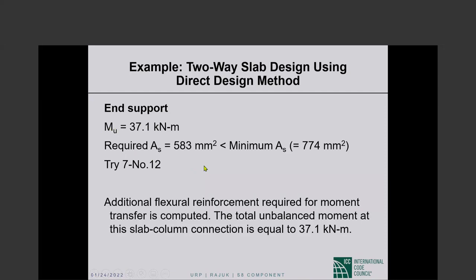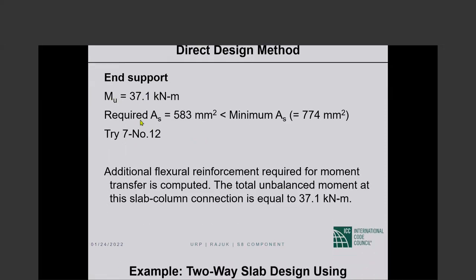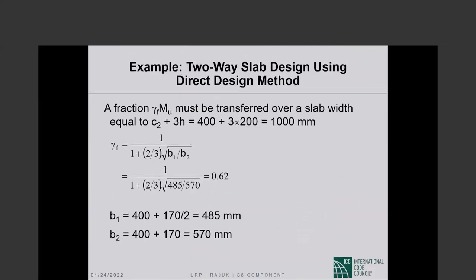Now the unbalanced moment is 37.1 kilonewton meters. The whole thing has to go from the slab to the column. How much of it is transferred by flexure? How much by shear? We calculate that 62% goes by flexure. This B sub 1 is 400 plus.